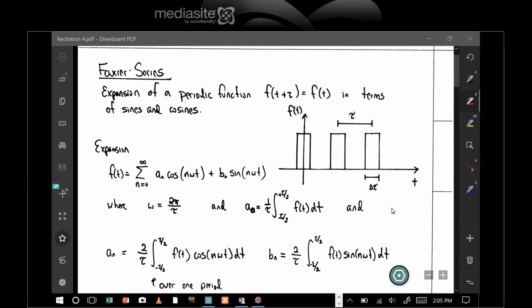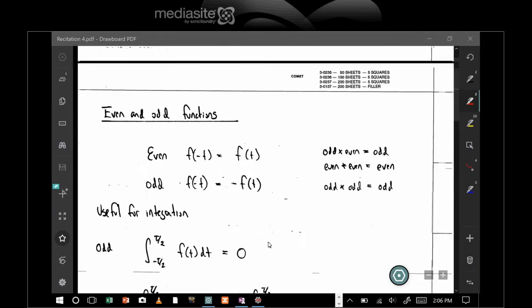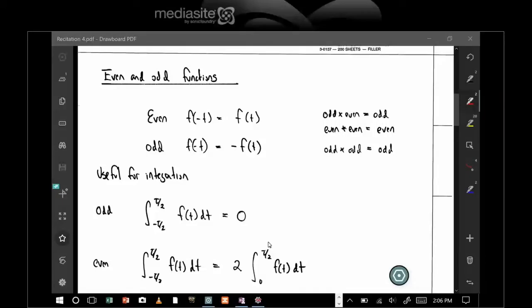There's no b sub 0 term, but there are a sub n terms and b sub n's. So in order to get these coefficients, I have to do these integrals. That's not too bad, and it's fairly straightforward. So what I want to do is show you an example. But before I do that example, I want to talk about these integrations that make life easy, since these are periodic functions. So first of all, I'd like to talk about even and odd functions.